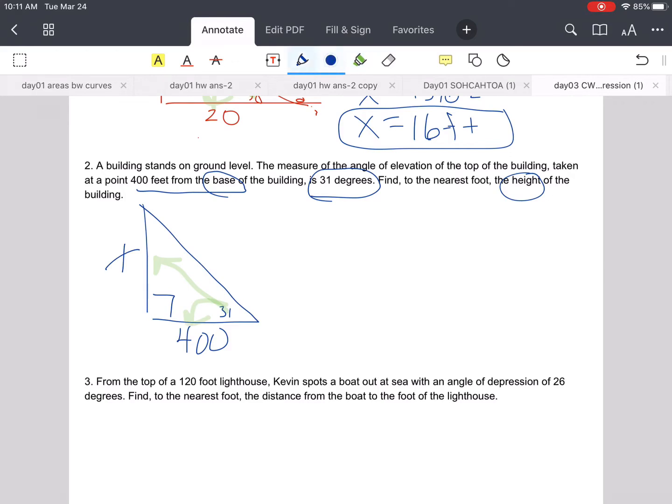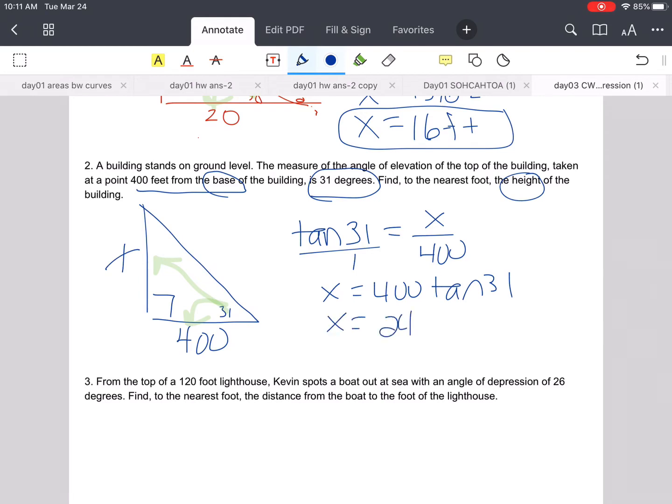So this is tan of 31 equals x over 400. Cross multiply, x is equal to 400 tan 31. So 400 tan 31, enter, and this is 240. So x is 240 feet. Okay, next one.